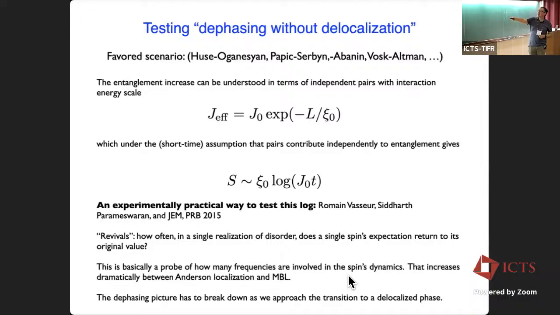And that's where, note that the bare interaction, I can break up the log into log J_0 plus log t. That means that the slope is only dependent on the localization length of the original problem. It doesn't care about the interaction strength.